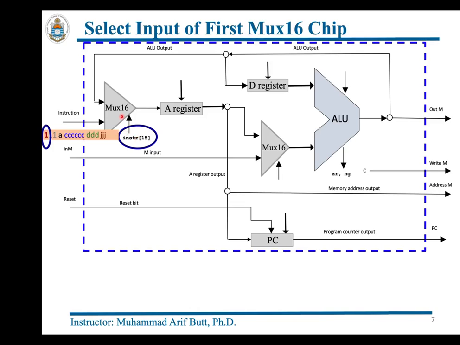Let's move ahead and talk about the control input of the second MUX16 chip, which is responsible for selecting the second input of the ALU out of these two possible values, one coming from the A register and the other coming from the data memory.